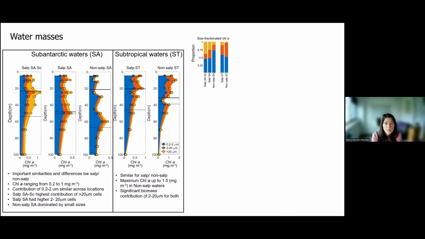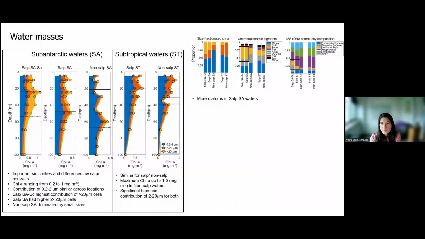For the subtropical waters, the 2 cycles were much more similar. The highest amount of chlorophyll was in the non-salp subtropical location. And both of these had significant amounts of biomass in the nanoflagellate range in 2 to 20 microns, and not huge contributions of the large greater than 20 micron cells.